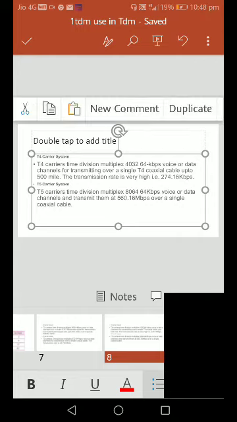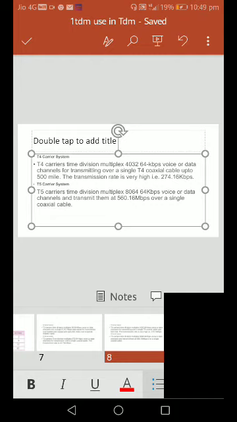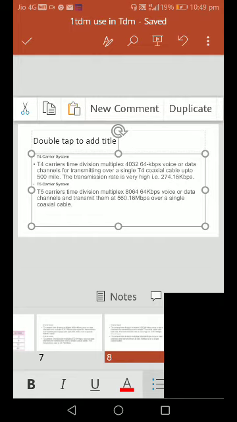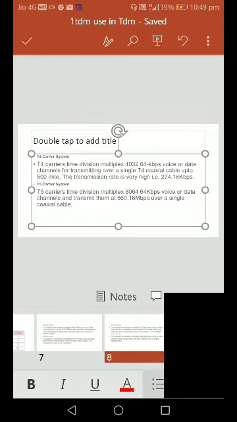Then we take the T5 carrier system. T5 carrier time division multiplexes 8064 voice signals or data channels at 64 kilobits per second, and transmits them at 560.16 megabits per second over a single coaxial cable.